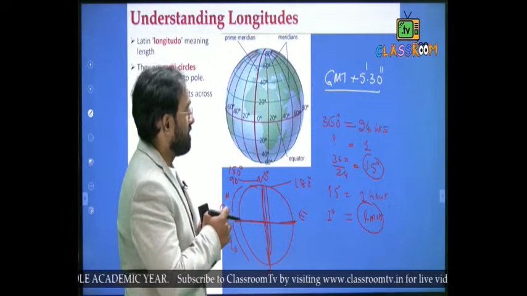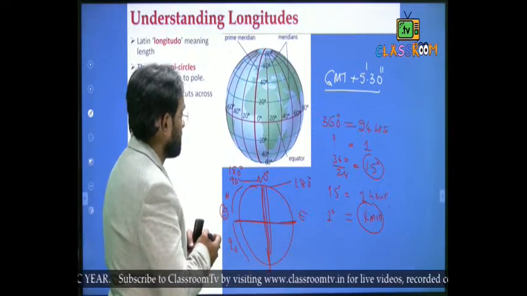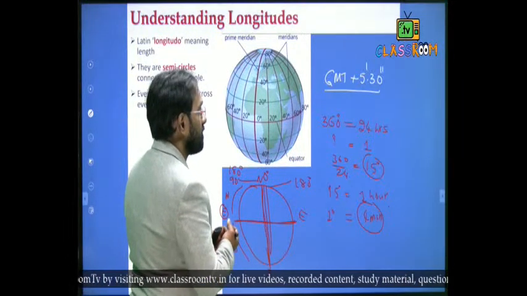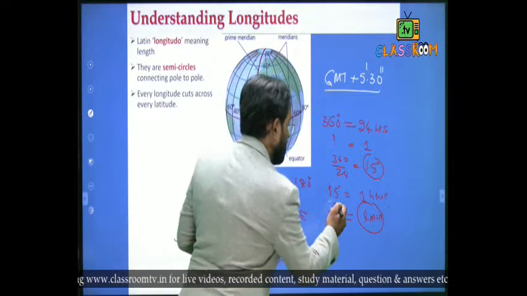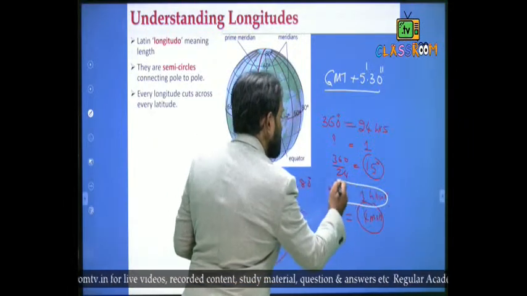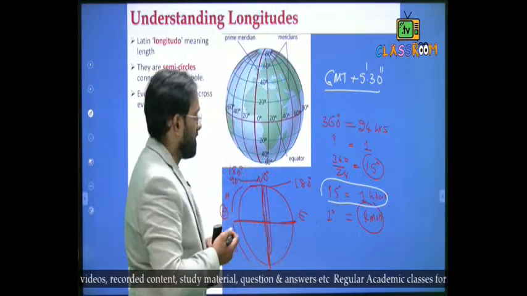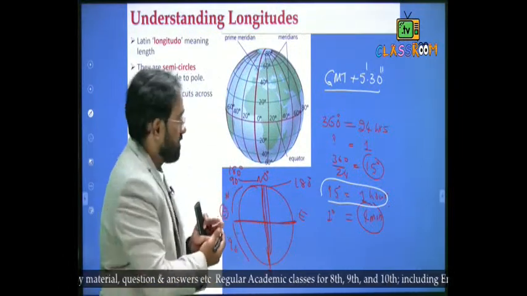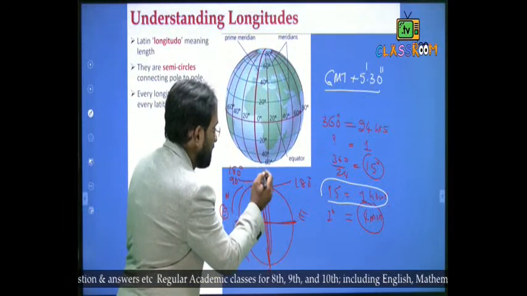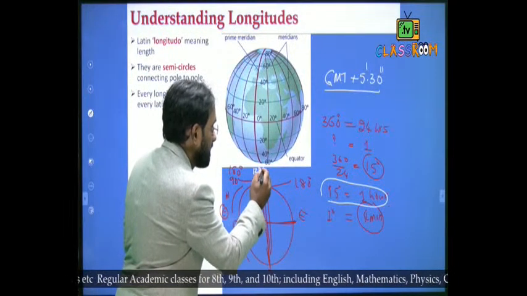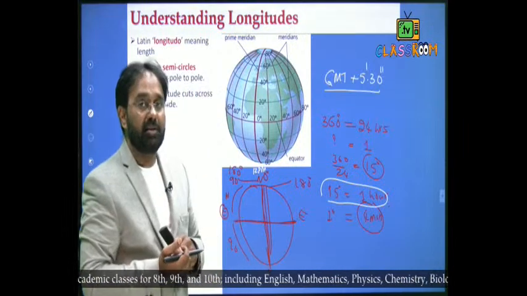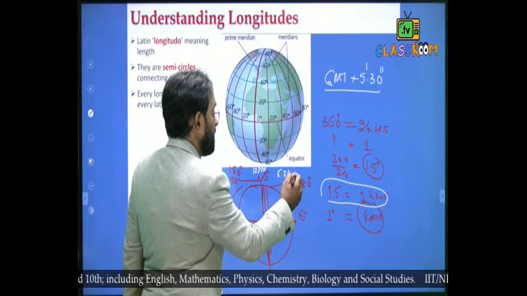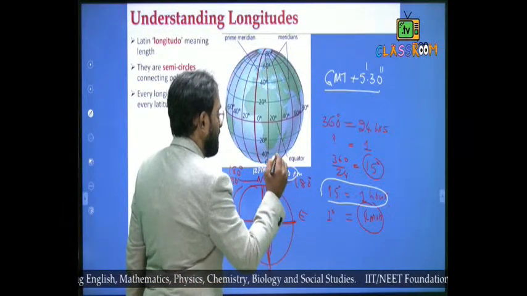what is happening here. For every 15 degrees, you are taking how much time? You are taking 1 hour. That means we can say that if the time at Greenwich Mean Time is, for example, 12 p.m., in India the time will be 5:30 p.m., right? 5:30 p.m. Okay, that is what.